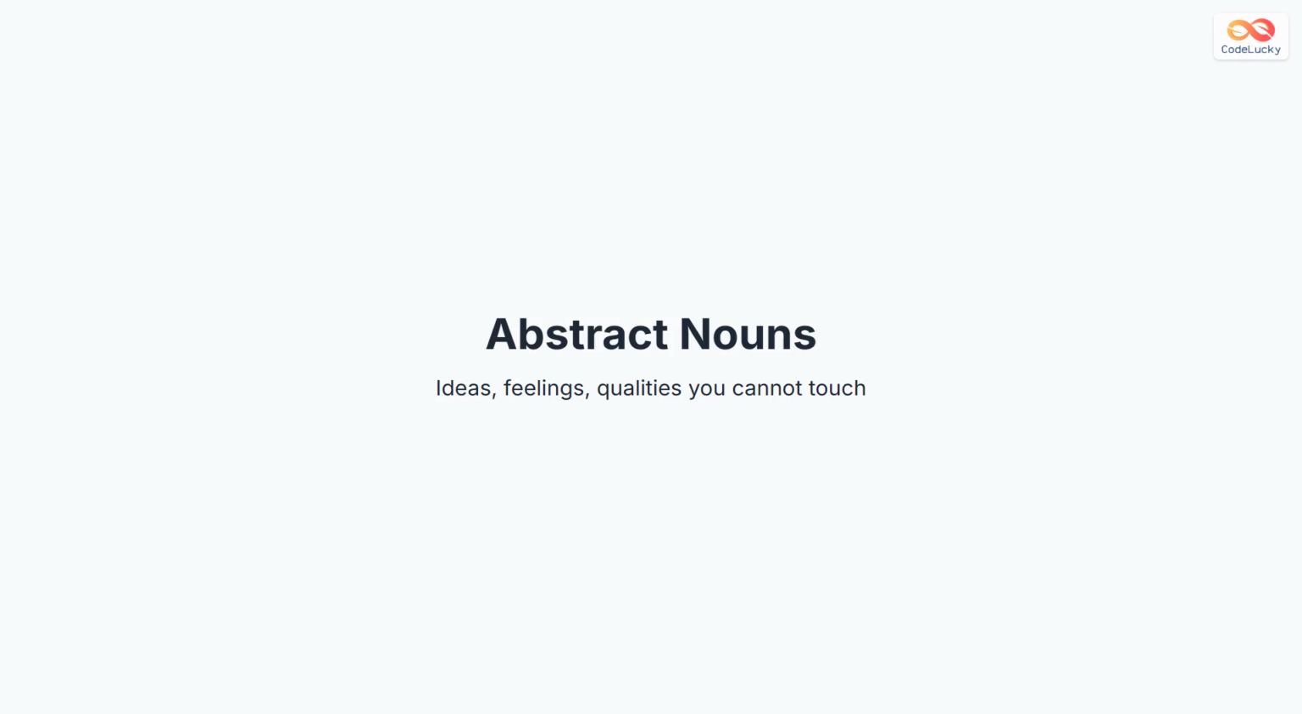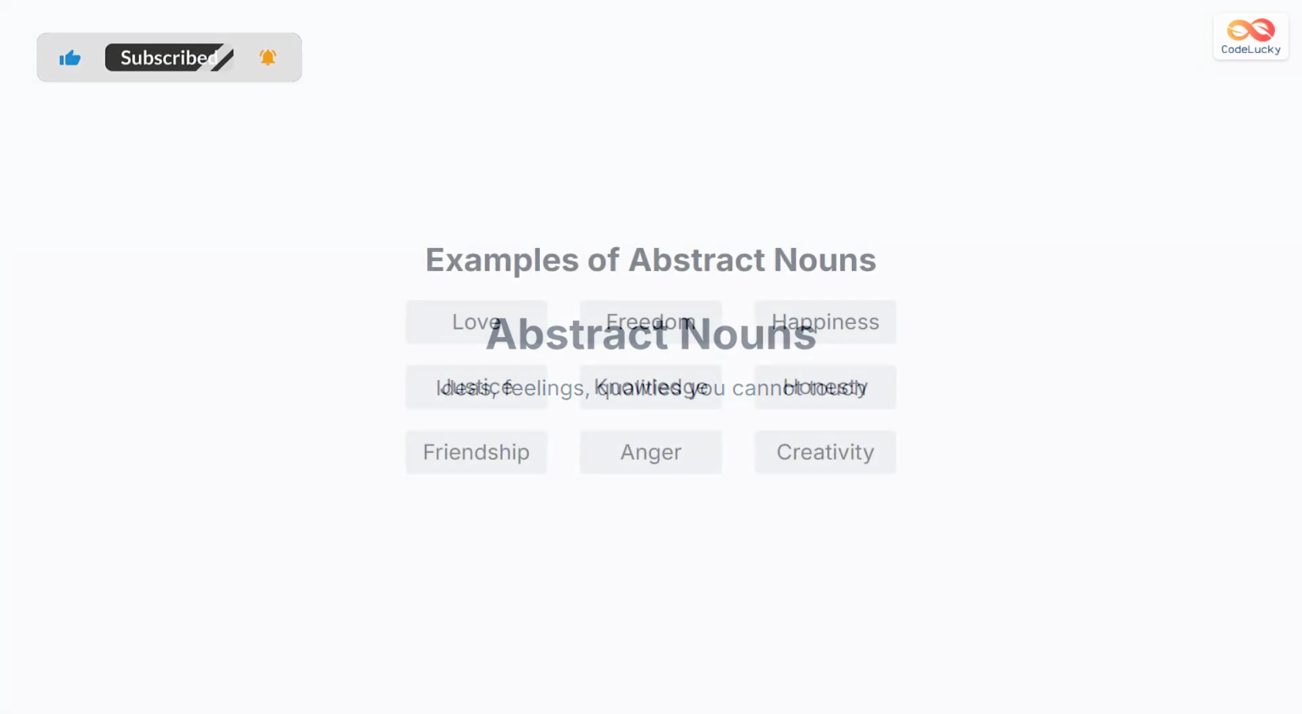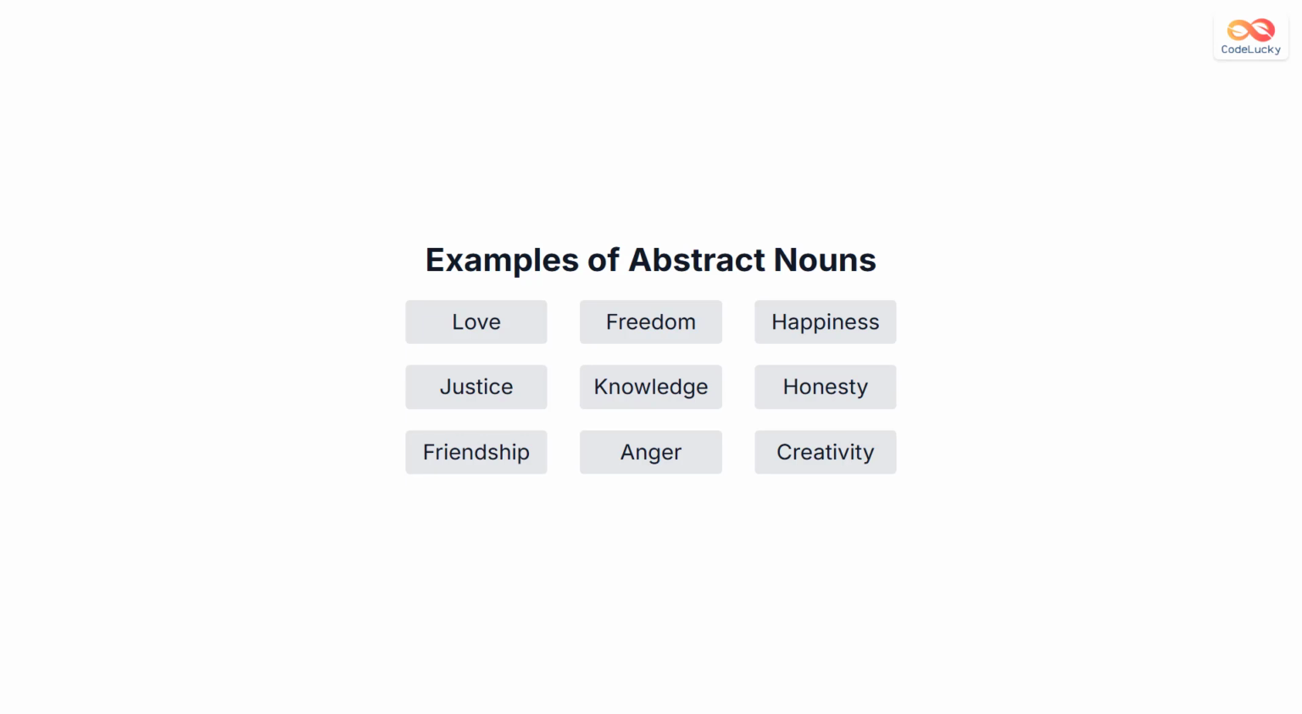Abstract nouns are words that name ideas, feelings, or qualities that you cannot touch or see. These nouns represent things that exist only in the mind or emotions, not in the physical world. Some examples of abstract nouns are love, freedom, happiness, justice, knowledge, honesty, friendship, anger, and creativity. These words name feelings and ideas that we understand but cannot hold.